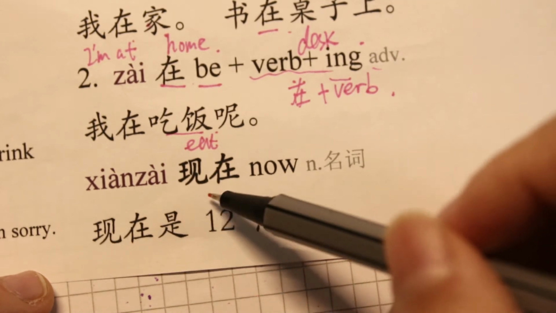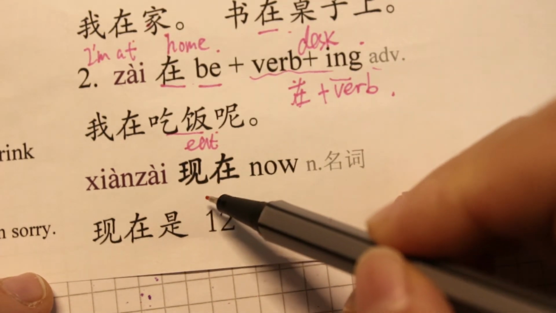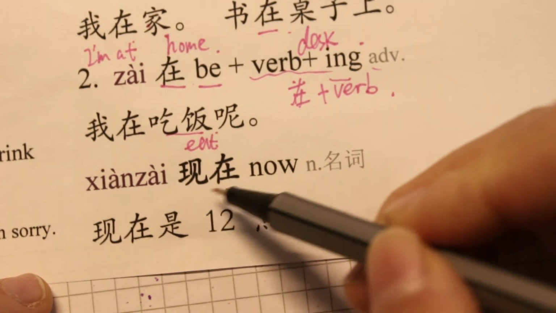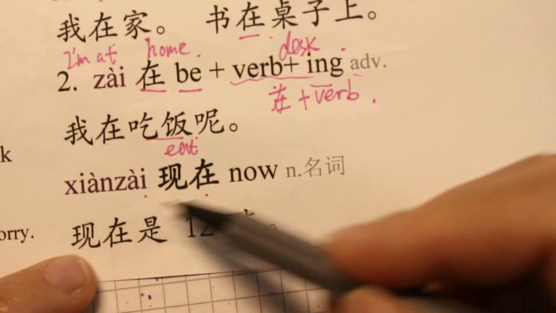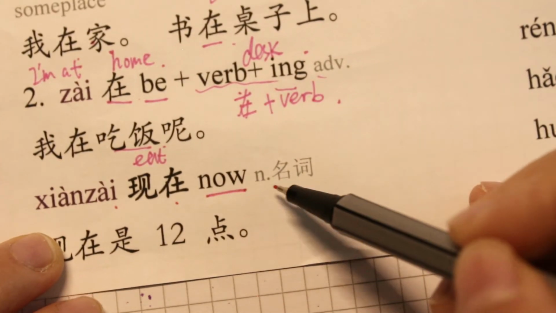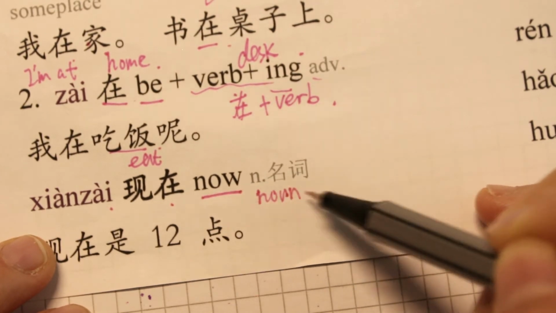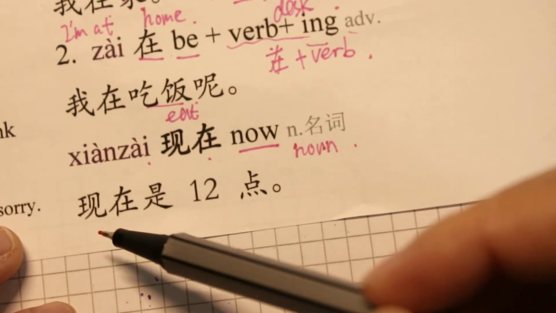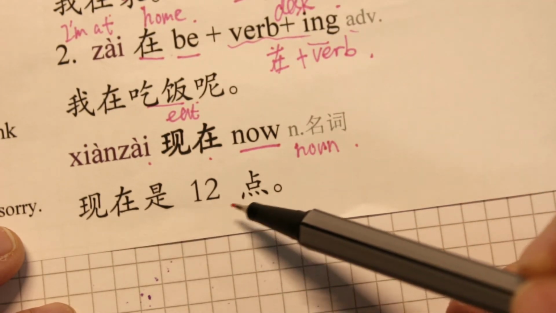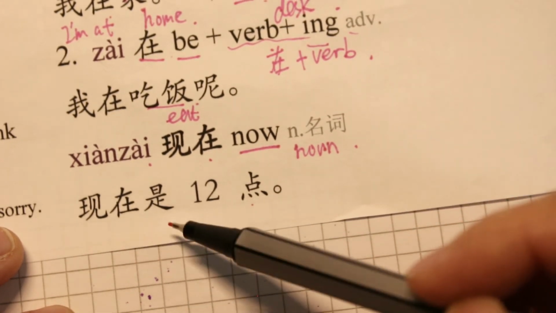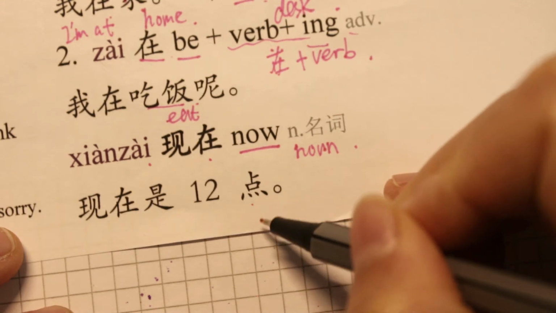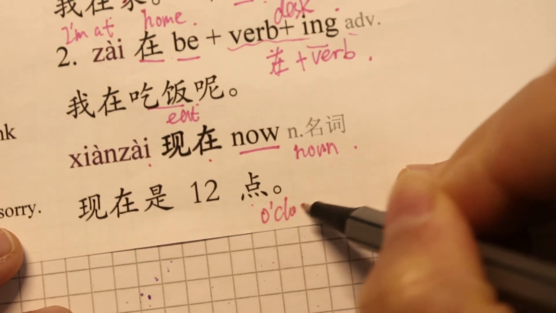And here is also a compound word for you. 现在. It means now. So it's a noun. Here, this sentence 现在是12点 means now is 12 o'clock. 点 means o'clock.